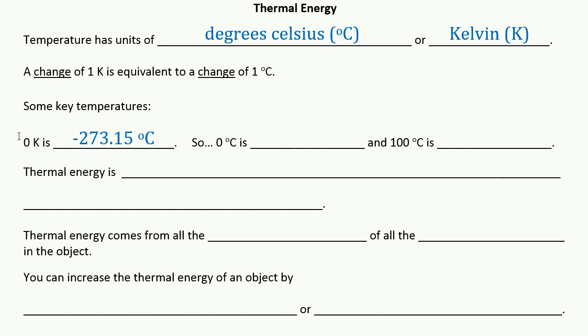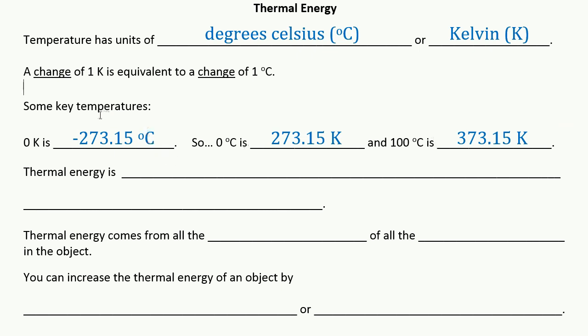So 0 Kelvin is when molecules have stopped moving, and it's equivalent to negative 273.15 degrees Celsius. So 0 degrees Celsius ends up being the same as positive 273.15 Kelvin. And 100 degrees Celsius, which is a common one we think about because it's the temperature at which water boils, is going to be 373.15 Kelvin.